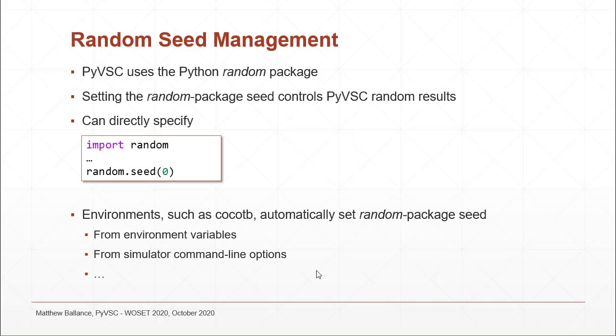So depending on the environment that you're plugging into, it might make sense to directly specify the seed. In this case, we're setting the master global seed in the Python random package to 0. If you're using another environment such as Cocotb, many of these automatically configure the random package with the master seed automatically. Cocotb, for example, does do that via a variety of mechanisms, environment variables and command line options. So if you're using one of these environments, this aspect of integration is taken care of.